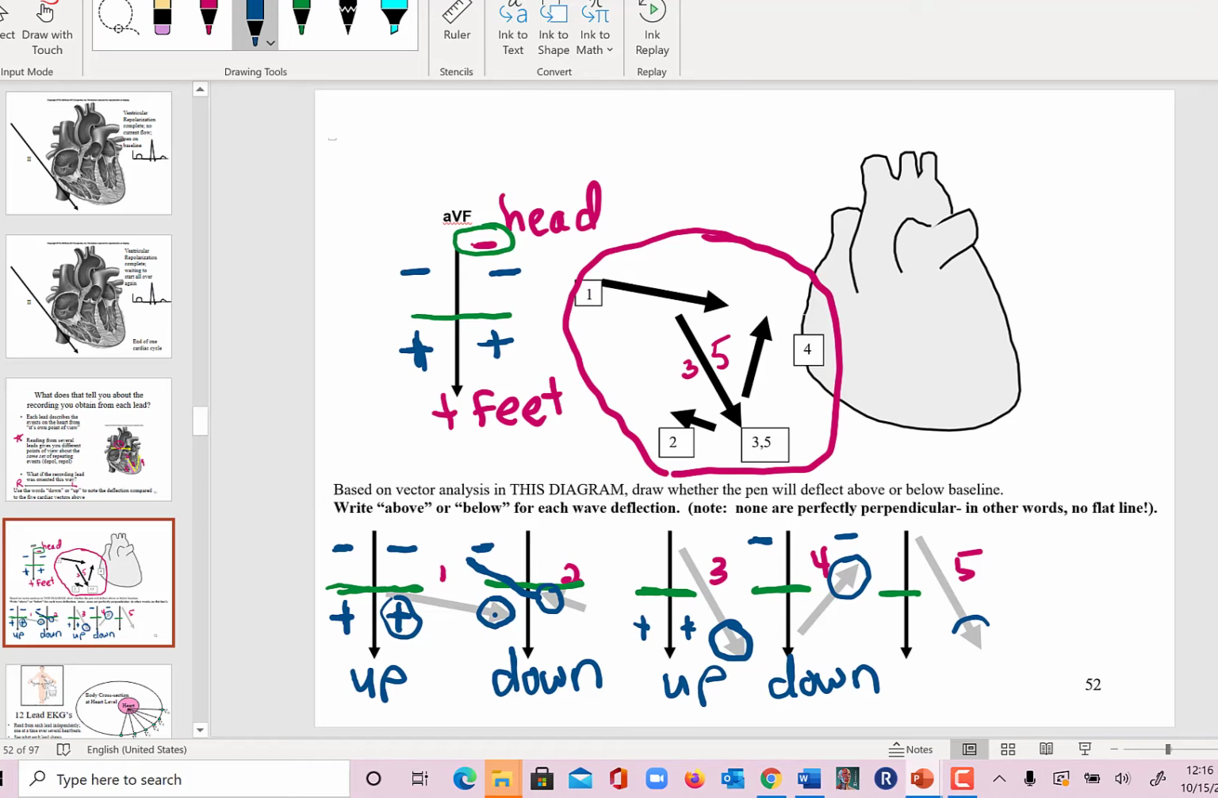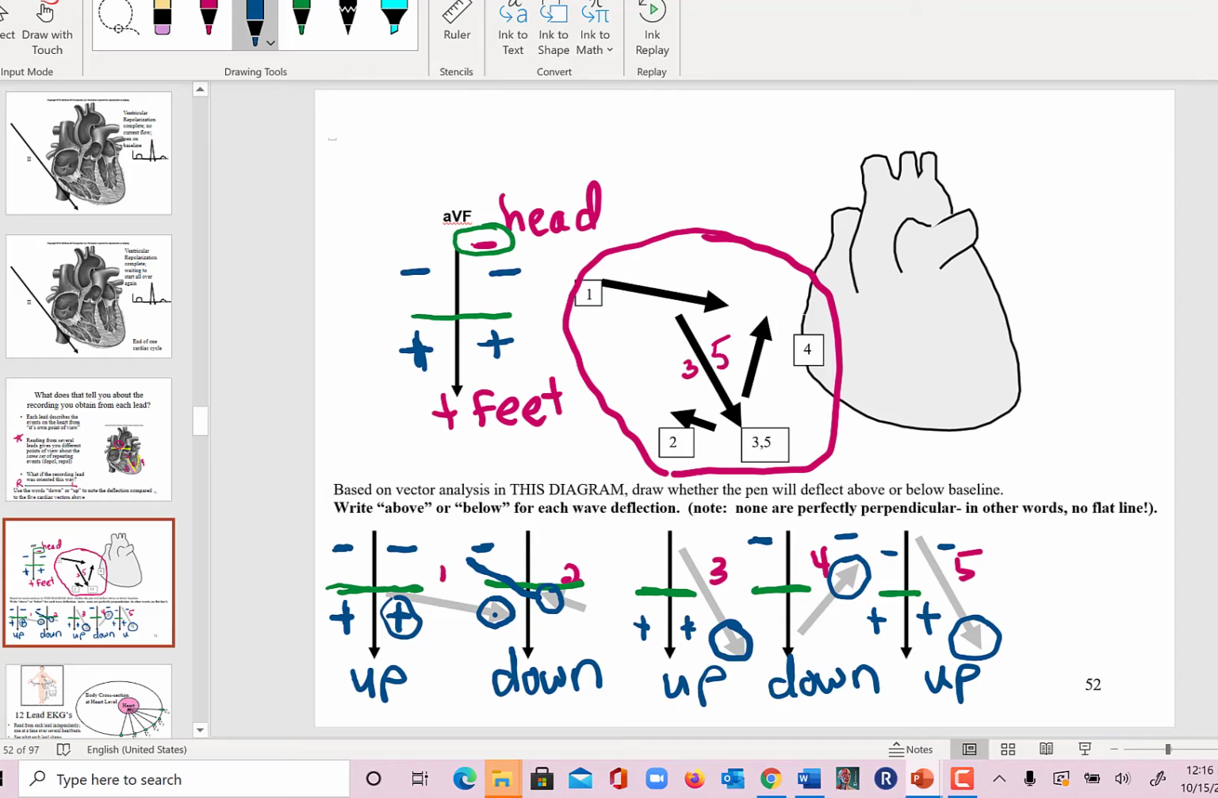And then here we have cardiac vector 5. Which quadrant is it pointing to? Is it pointing to a negative, or is it pointing to a positive? And the answer is positive. So that means it's parallel, and the pen will go up.